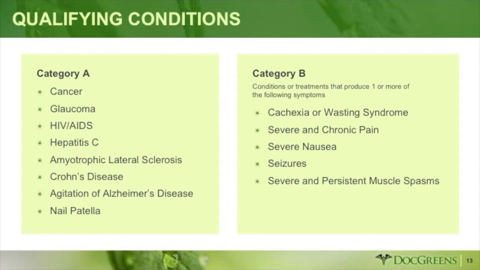So qualifying conditions, some of you may know this, but this is the state of Michigan's two categories that they allow medical cannabis use for. Category A is a list of conditions, and category B is a list of symptoms. Most of them go hand in hand. Things on the left typically cause the things on the right, but there's a lot of other conditions that still cause the symptoms on the right. And a lot of times they're conditions that cause multiple symptoms. And so these are the different things that we can actually use cannabis for.